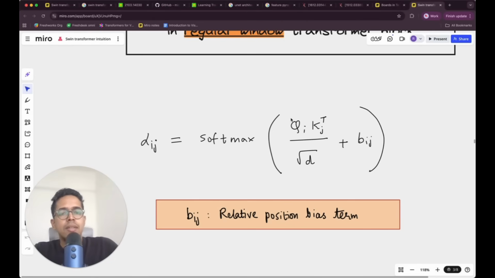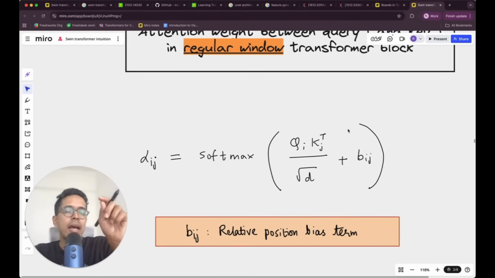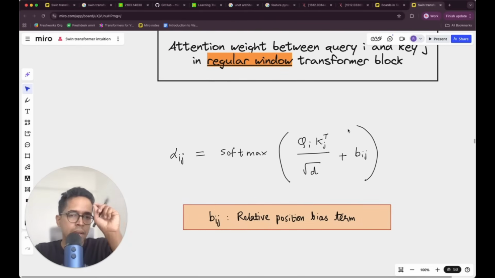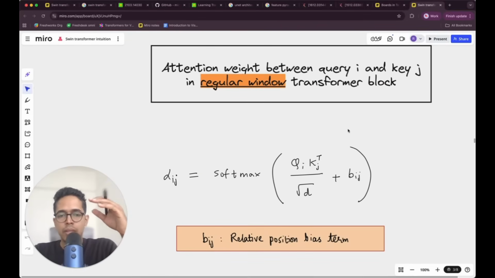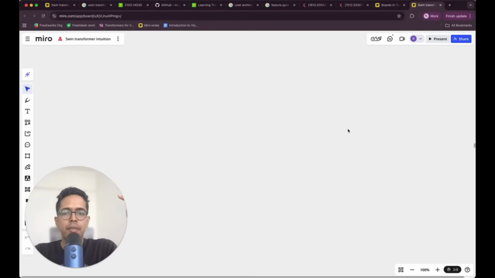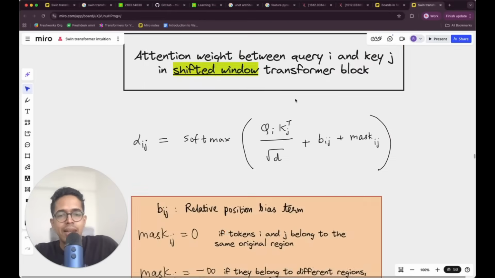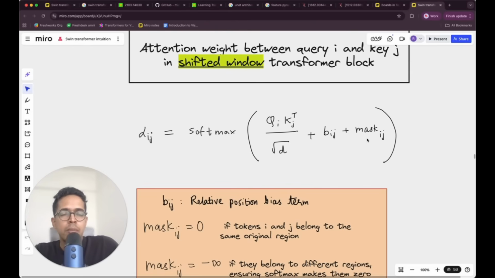Usually what is done is, right after input embedding, position is added to the input embedding as a same dimensional vector. But here it is added as a bias term. So this is called a relative position bias term. This is what happens in the normal transformer block, normal meaning the normal window. In shifted window, the equation is slightly different. There is one more term, mask ij.